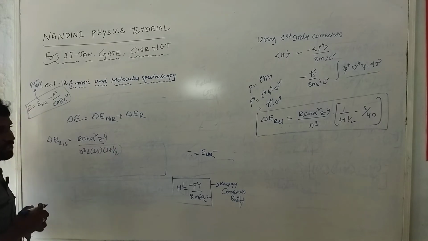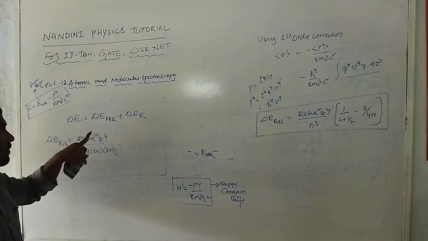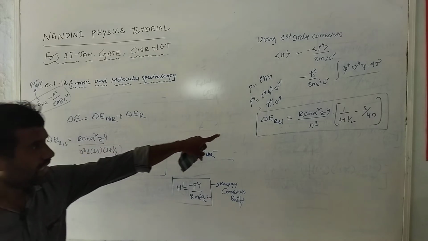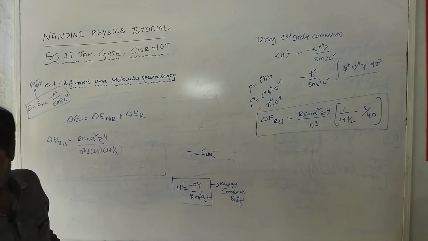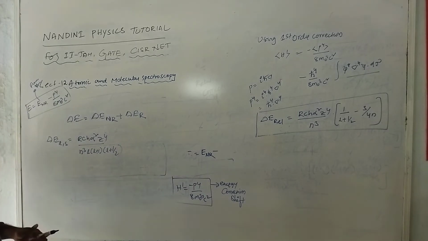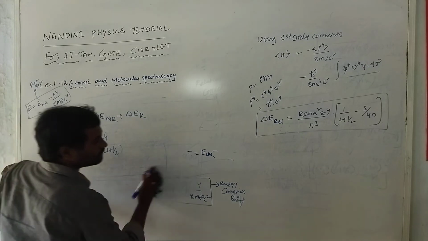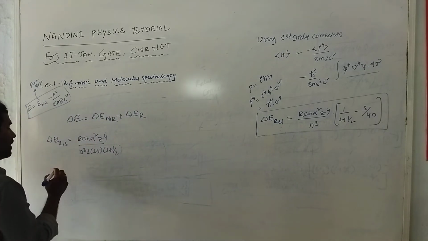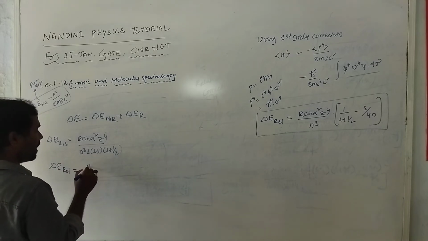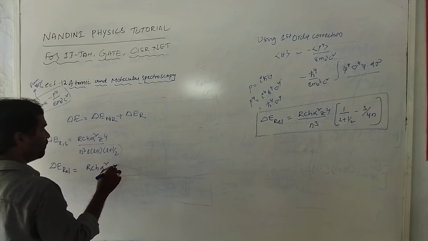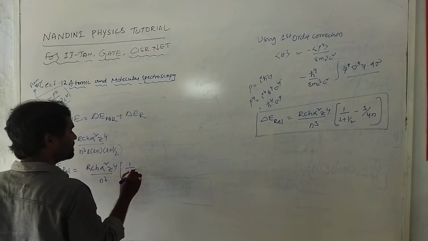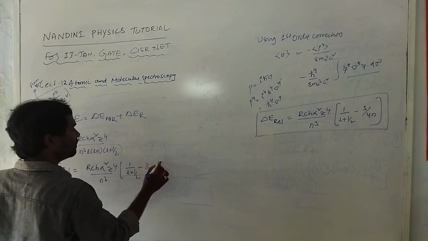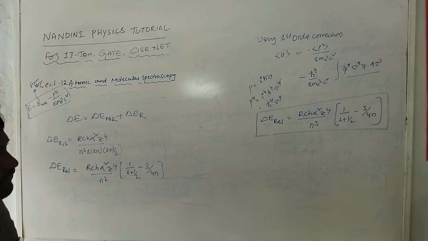This is the relativistic shift. The relativistic shift is nothing but RCH alpha square Z power 4 into root over n by so. What is the delta E for the relativistic shift? We will get the equation RCH alpha square Z power 4 by n cube into 1 divided by L plus half minus 3 by 4n. So this is the relativistic shift I will get.